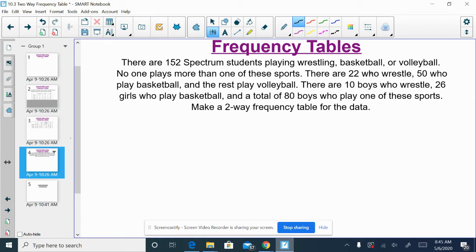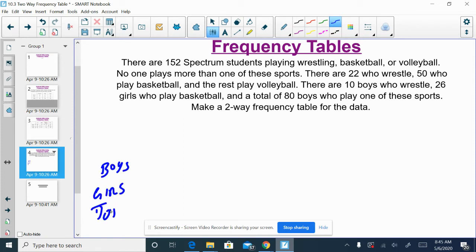22 in total who wrestle, 50 who play basketball, and the rest play volleyball. 10 boys who wrestle, 26 girls play basketball, and a total of 80 play one of these sports. Make it into a frequency table. Okay, so I hope that you guys have kind of seen the breakdown. Once again, we are going to have boys and girls.